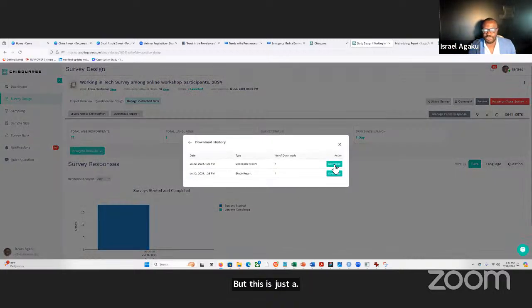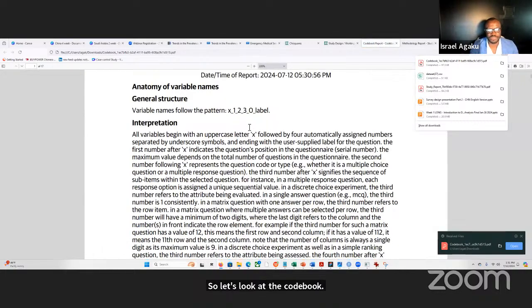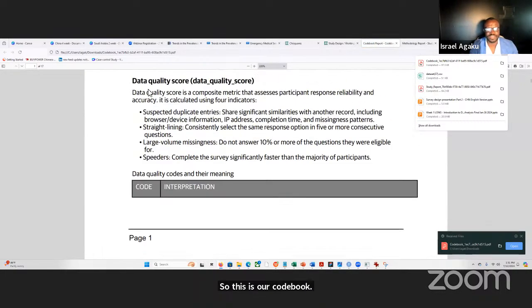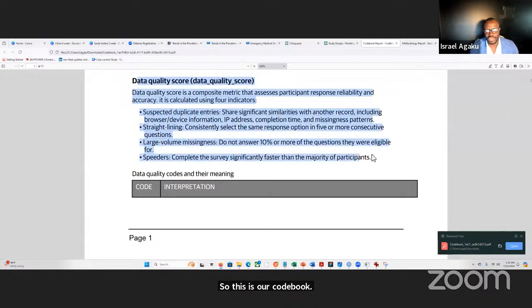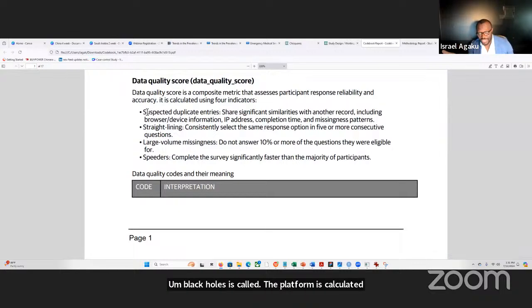So let's look at the code book. So this is our code book. So this is the data quality score. And the data quality score on the platform is calculated from 4 parameters, whether the individual is a duplicate, and we look at duplicates based on things like device signature, like your IP address, the device and browser signatures, both of those, and then the pattern of responses.